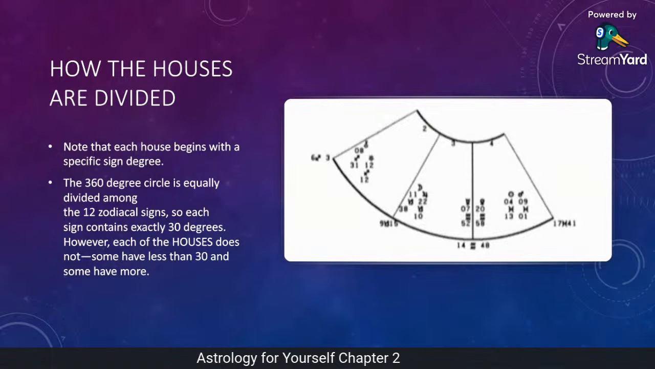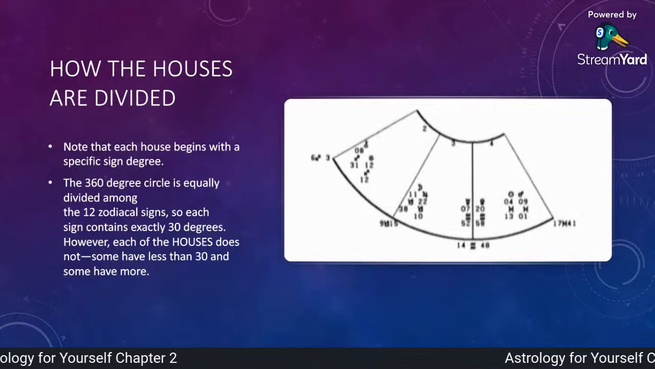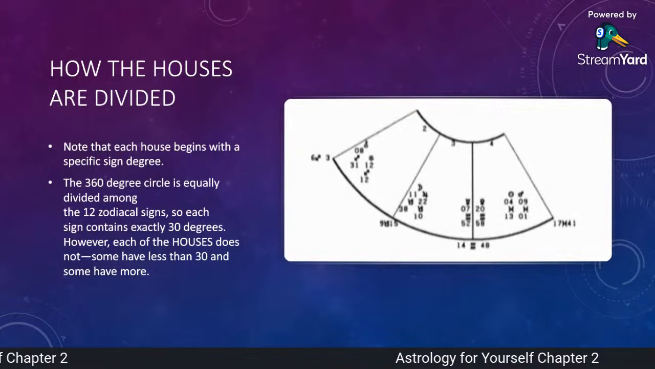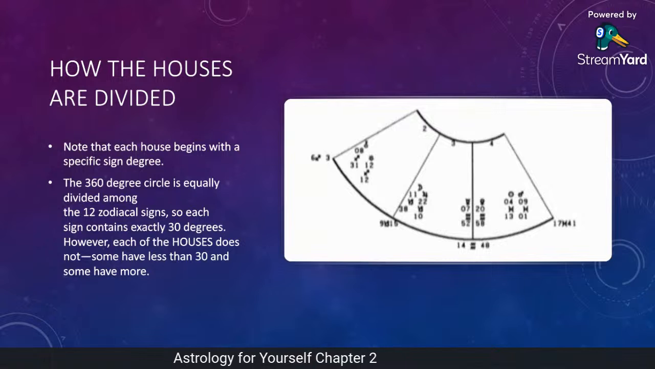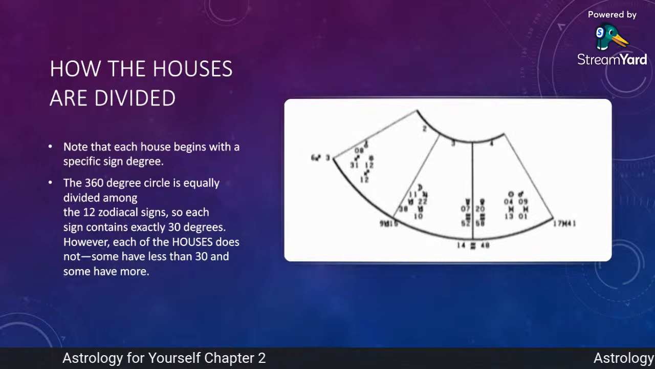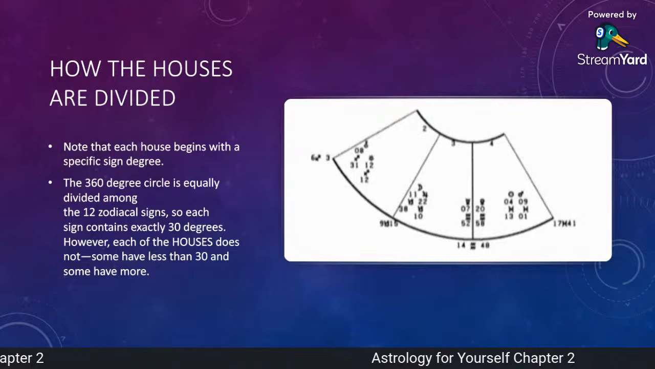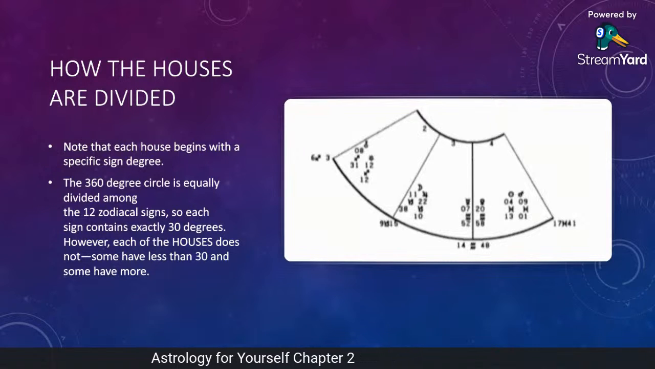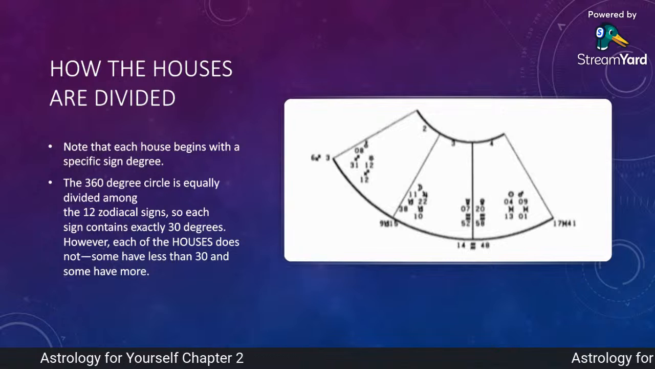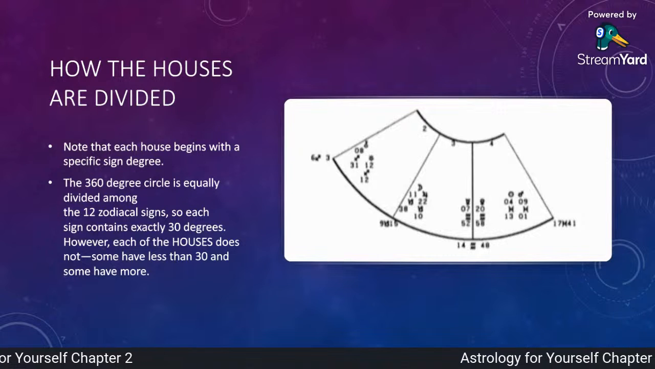The 360-degree circle is equally divided among the 12 zodiacal signs, so that each sign contains exactly 30 degrees. However, each of the 12 houses does not contain exactly 30 degrees. Some houses have less than 30 degrees and some have more than 30 degrees, although the wheel's total degree count is always 360.